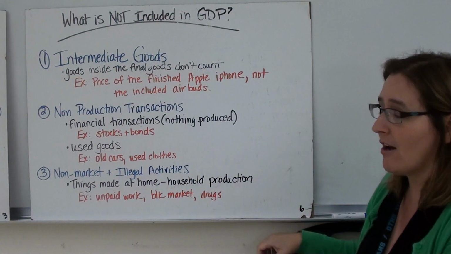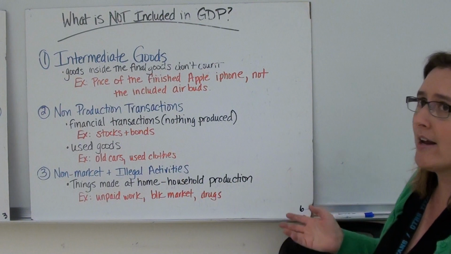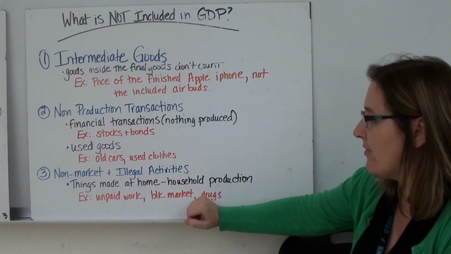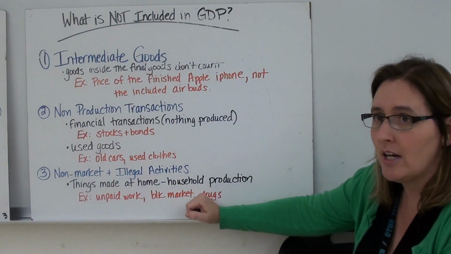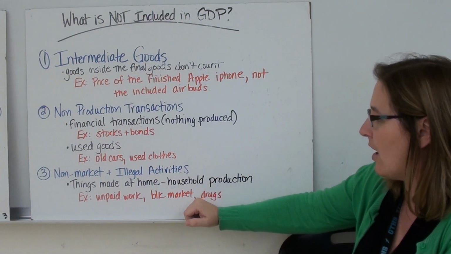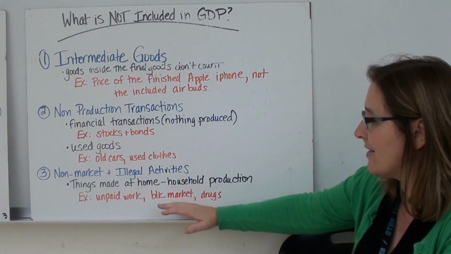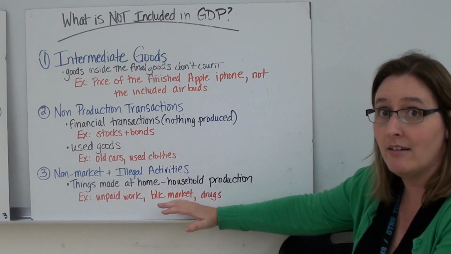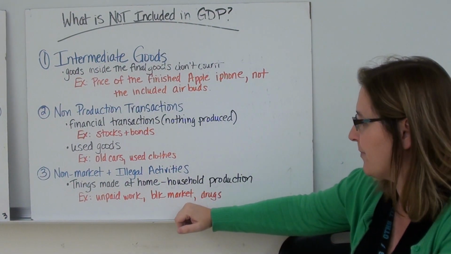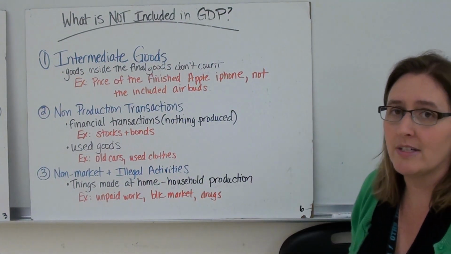These are things that are made at home or made outside of the market and there's nobody counting it because it's illegal. So if your mom cuts your hair, even if you pay her some money, it doesn't matter, it's not part of GDP. And the people that sell candy on campus, that's part of the black market, doesn't count in GDP. Drugs and illegal activities as well.